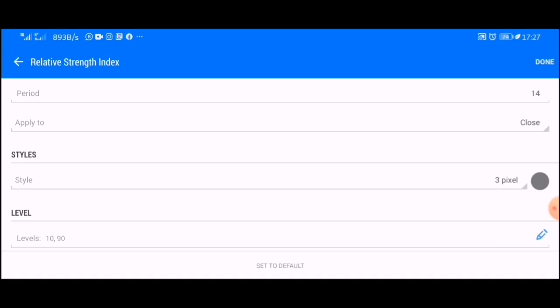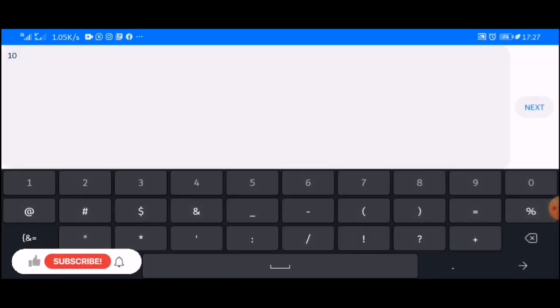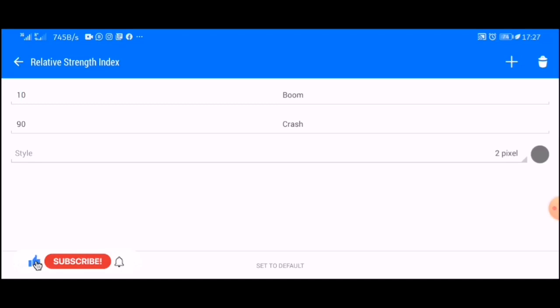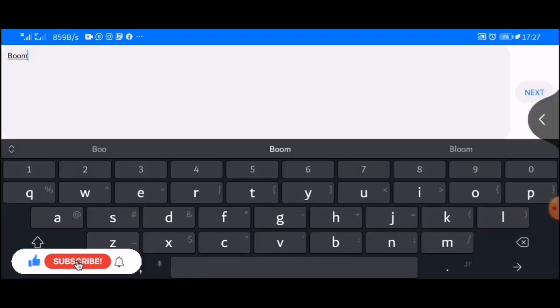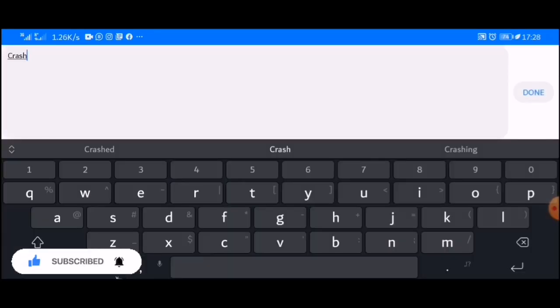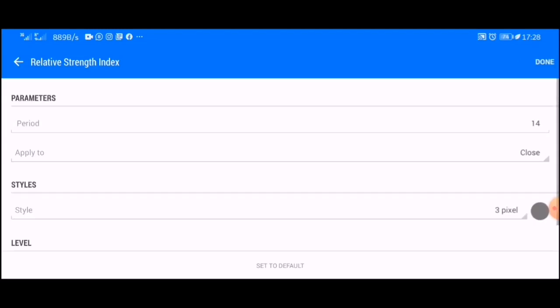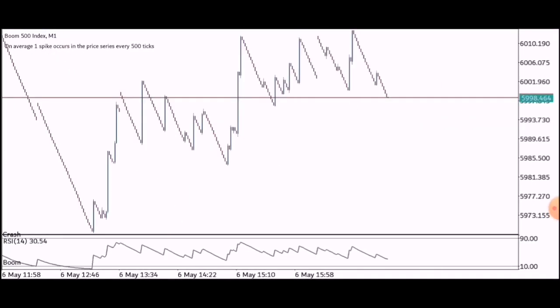Then you have 3 pixels of the style. Then you select a color of your choice. Then we'll take a look at the levels. We need just 2 levels here, and that is the level 10 and also the level 90. Now in the description section of the levels, you want to add boom to the level 10 and also crash to the level 90. And with that, you set your style to 2 pixels and choose any color of your choice. With that done, we get back to the chart and let's see the conditions required to trade with this strategy.